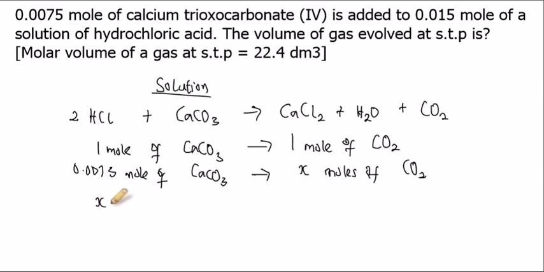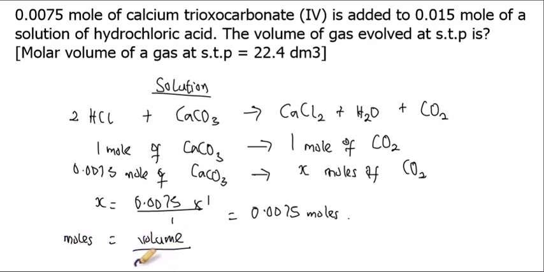So here I'll say X equals 0.0075 multiplied by 1 divided by 1, and that is 0.0075 moles. Now we've just gotten the number of moles of carbon dioxide that will be evolved. So let's proceed to determine the volume of the gas, that is the volume of carbon dioxide, and to get that we'll make use of the formula, moles equals volume divided by amount at s.t.p. The amount at s.t.p is the molar volume of a gas, and in the question it is given to be 22.4 dm cube. We've gotten the moles to be 0.0075.